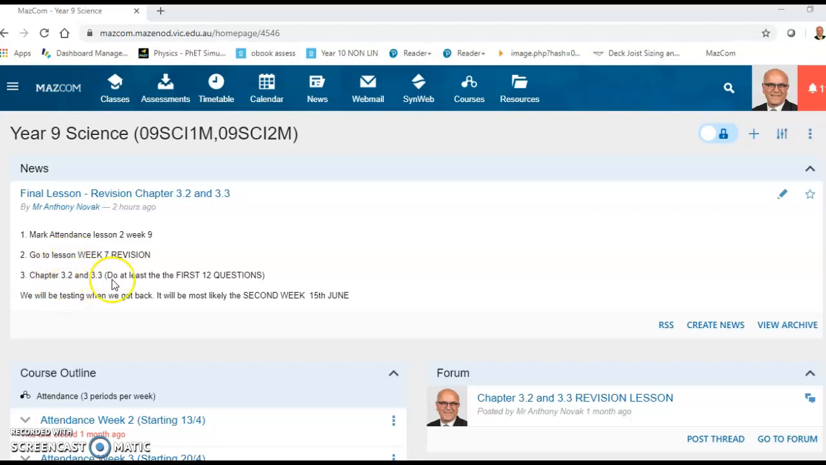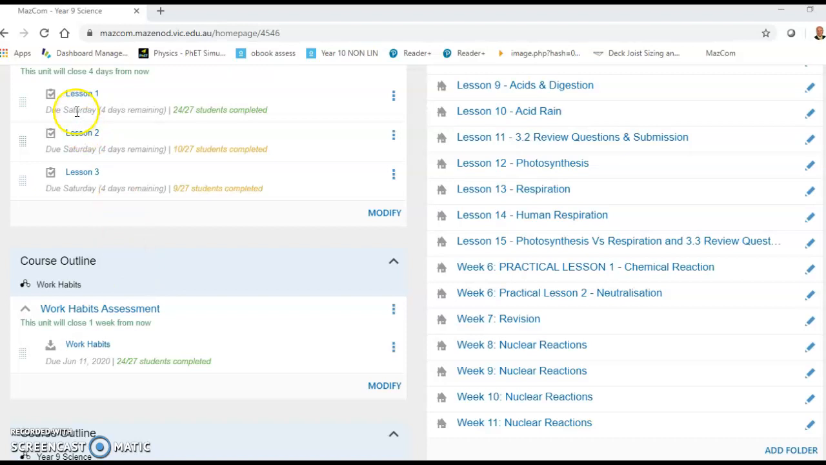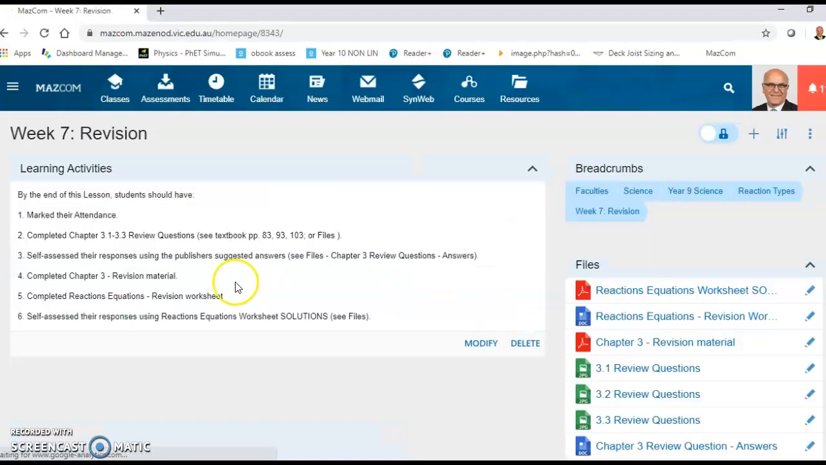the acids and bases, and we have photosynthesis and respiration. So it's just a case of going to, well, don't forget to attendance, then week 7 revision. So let's go in there and week 7 revision.